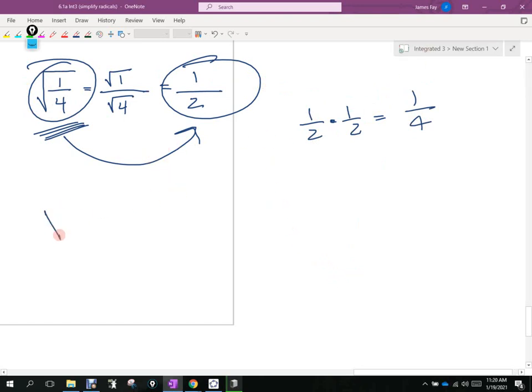Maybe we'll see something like radical 4/9. Okay, so again, take the top, turns into radical 4. Bottom turns into radical 9, right? What's the square root of 4? 2. What's the square root of 9? 3. So you'll type in 2/3. Okay?